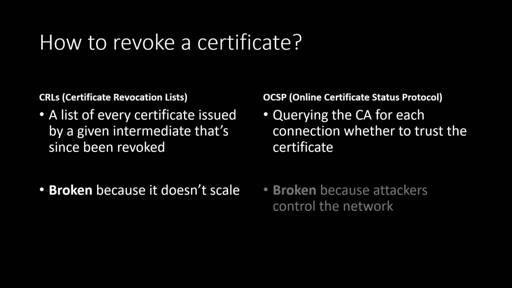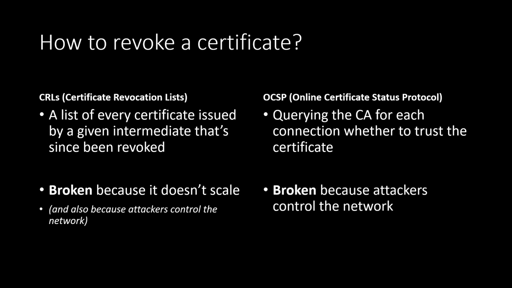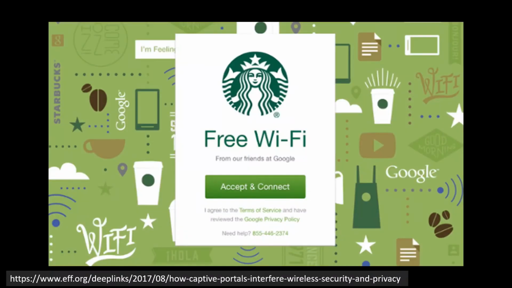And this isn't a theoretical problem. I bet that you've been on a network that does exactly this sort of tampering hundreds of times. You remember these? Think back to every time you connect to a public Wi-Fi hotspot and need to sign in before you can surf the web. That's an example of a network that does exactly what I've just described. Revocation checking is so broken that since about 2012, Chrome just hasn't bothered.